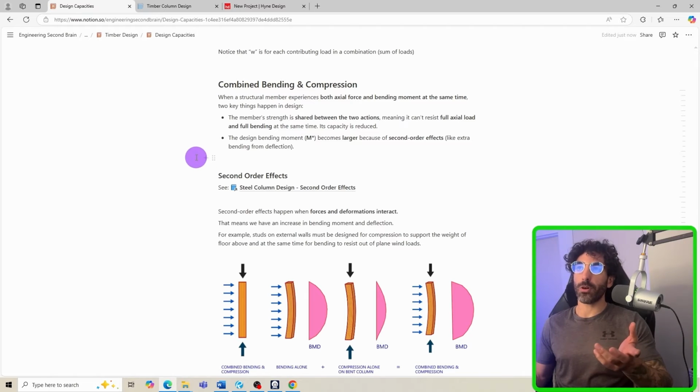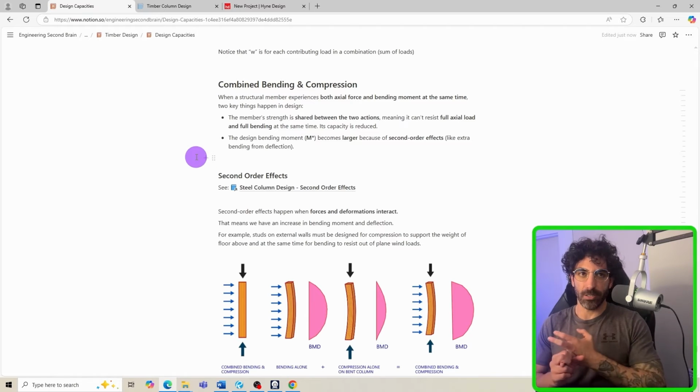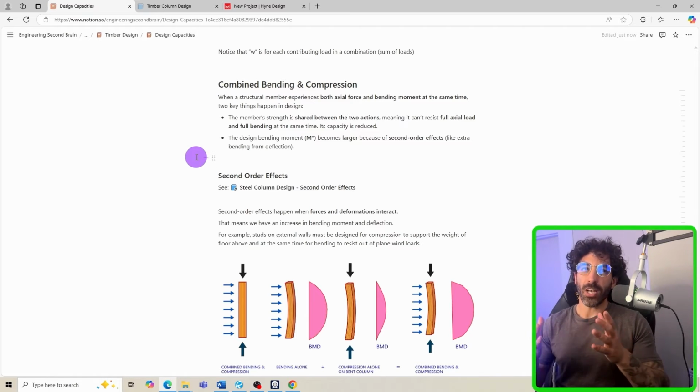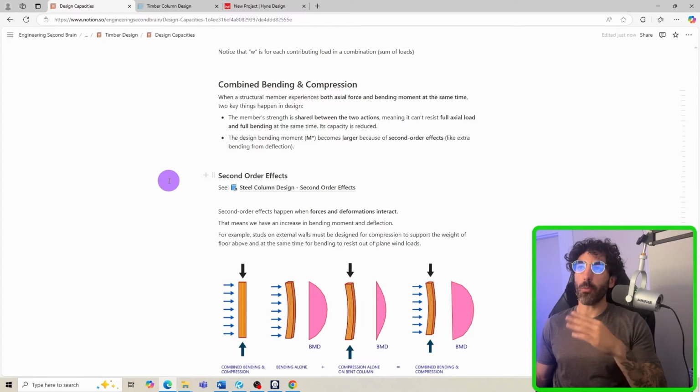So today we're going to talk about combined bending and compression. Usually if a member is sized to resist bending alone, that means you might need to increase one or two sizes to cope with combined bending and compression effects. We're just going to talk about combined bending and compression. Combined bending and tension is not really a big issue. That's why we're just going to focus on combined bending and compression.